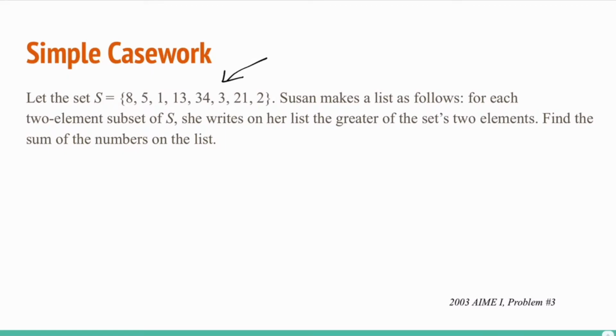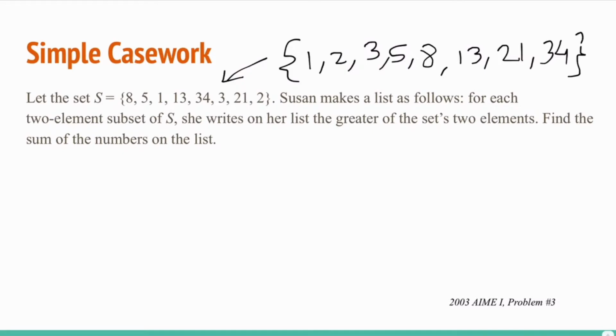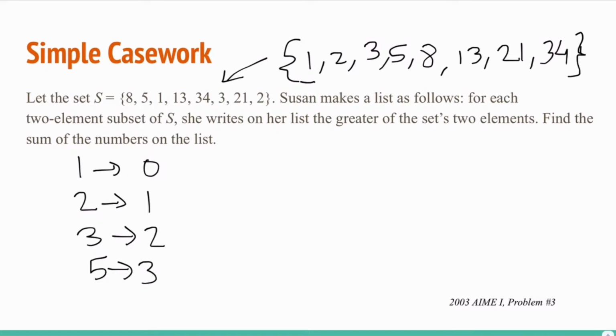First, let's order this set. We get it is equal to the set {1, 2, 3, 5, 8, 13, 21, 34}. Now, let's find the number of times each number comes up. 1 comes up 0 times since it's greater than none of the elements. 2 comes up 1 time since it's greater than 1. 3 comes up 2 times since it's greater than 2 and 1. 5 comes up 3 times since it's greater than 3, 2, and 1. And this continues all the way to 34, coming up 7 times.